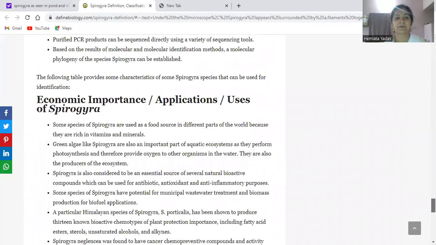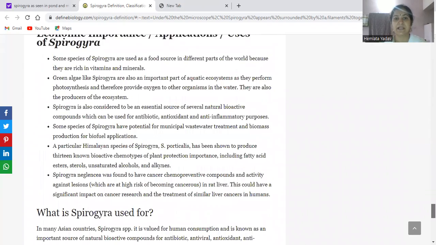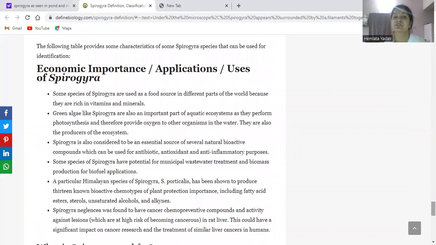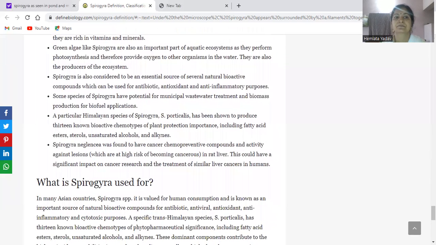Identification of Spirogyra, and economic importance of algae. There are various uses of algae. Green algae are producers of the aquatic ecosystem, and they produce oxygen in their nearby water. They increase the dissolved oxygen level, and they even fix carbon dioxide.